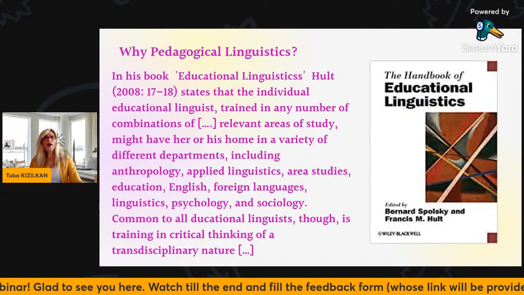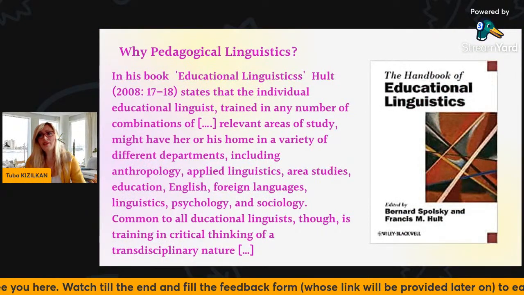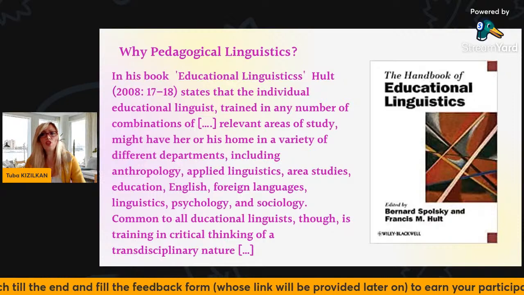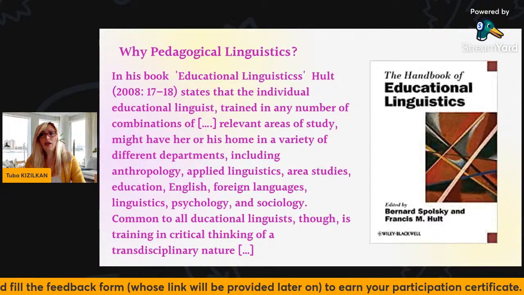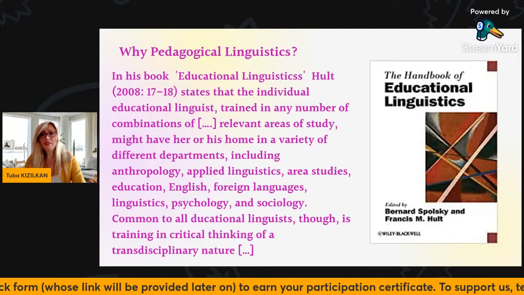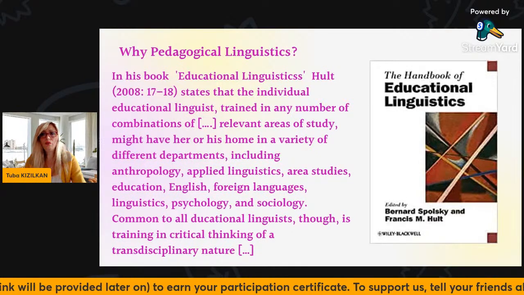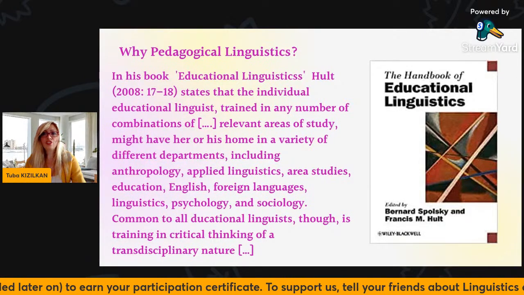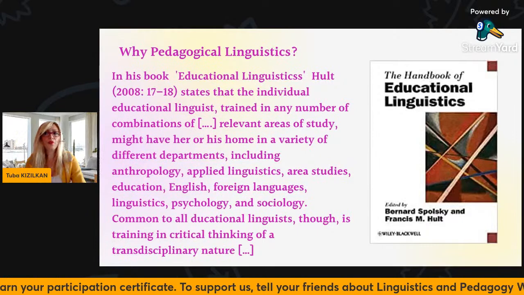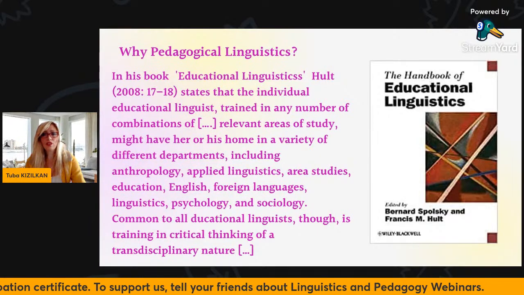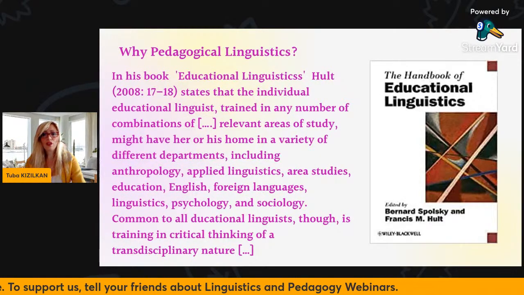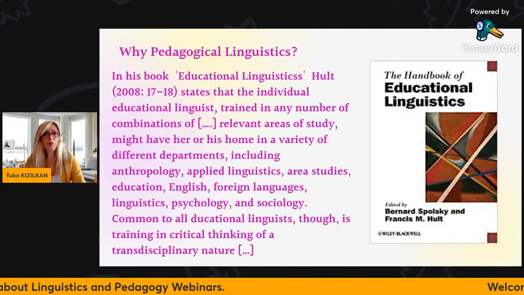Towards a Pedagogical Linguistics, this is from Richard Hudson. And why pedagogical linguistics? Here's another resource I would like to share with attendants so that they might would like to have more reading on this subject, especially the researchers or anyone who is interested in this topic.